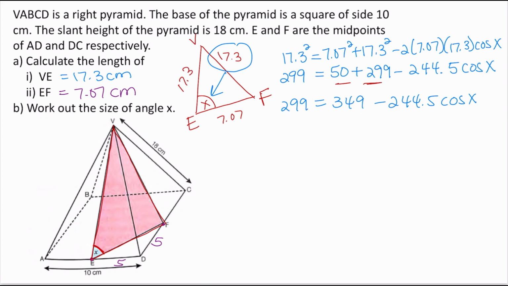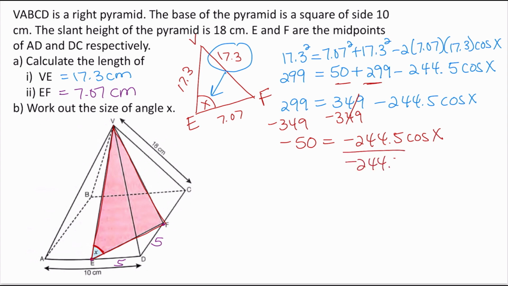By order of operations, the negative 244.5 is being multiplied to the cosine of x, which is why you cannot subtract these two. Instead, we're going to subtract 349 from both sides so that we can continue solving. So we get negative 50 is equal to negative 244.5 times the cosine of x. Divide by negative 244.5, and be careful with the signs. It's really important that you don't forget them.